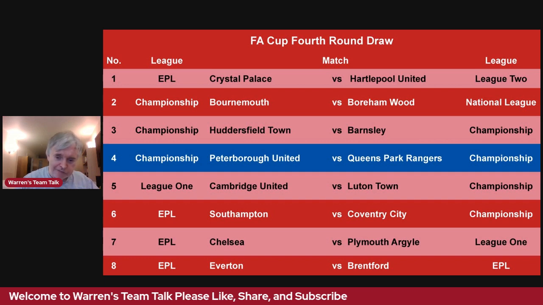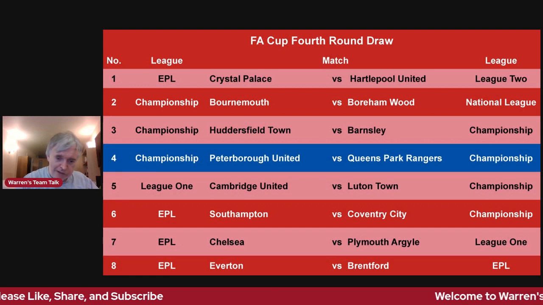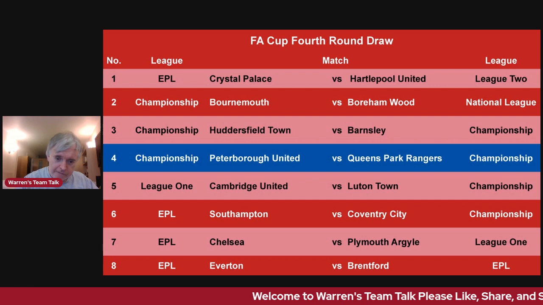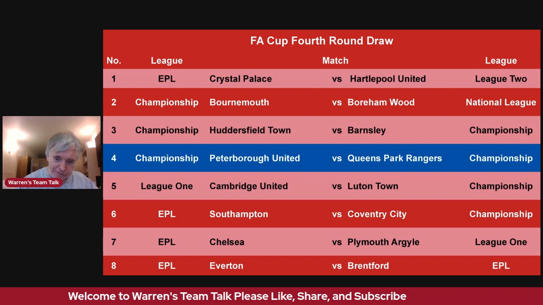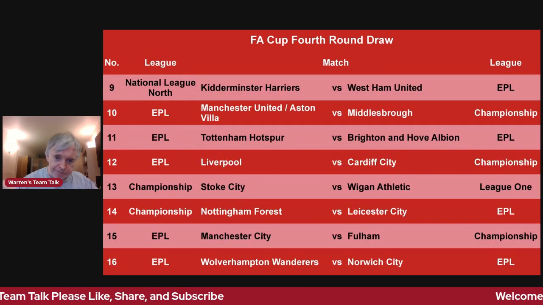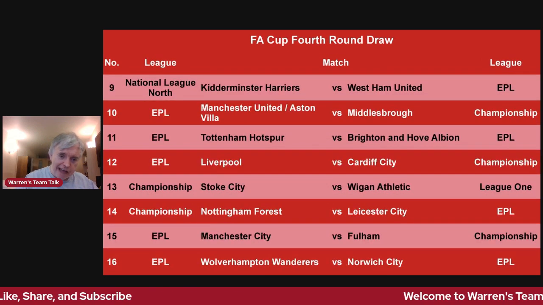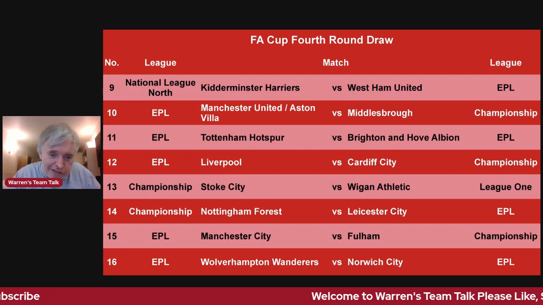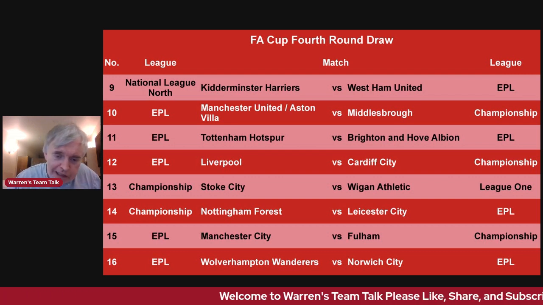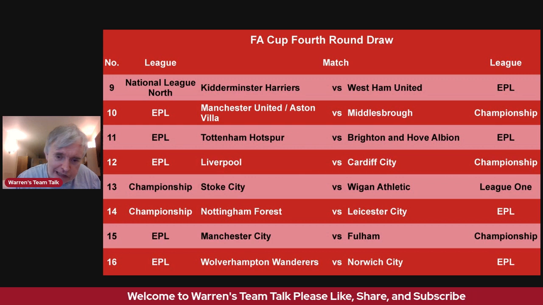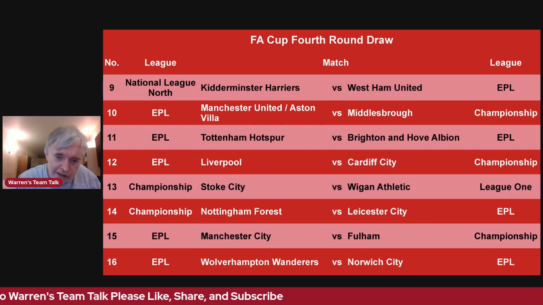Premier League, Southampton taking on Coventry City of the Championship. Premier League, Chelsea taking on Plymouth Argyle of League 1. Everton from the Premier League taking on Brentford from the Premier League. And then Kidderminster Harriers of the National League North, who I believe are the lowest ranked team left in the FA Cup, will be taking on West Ham United.